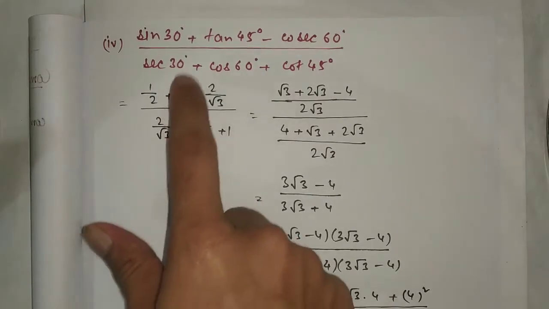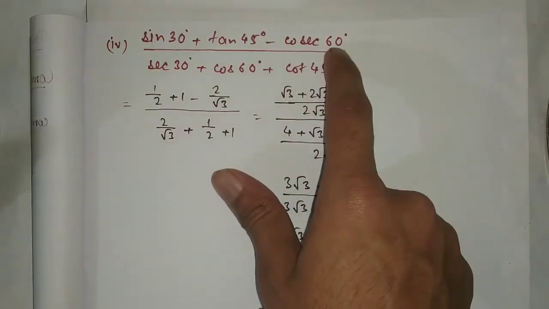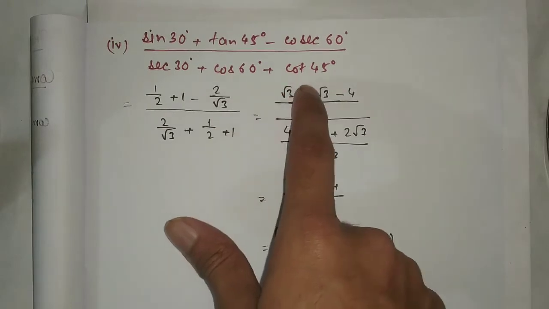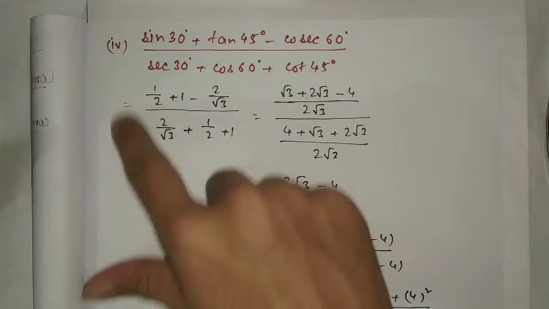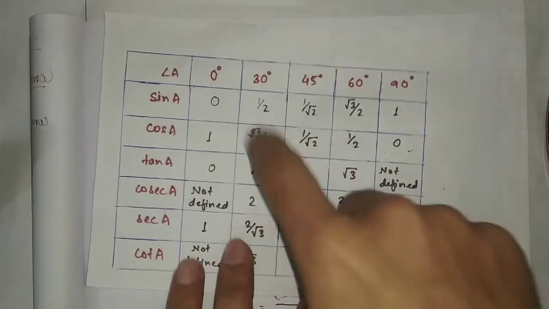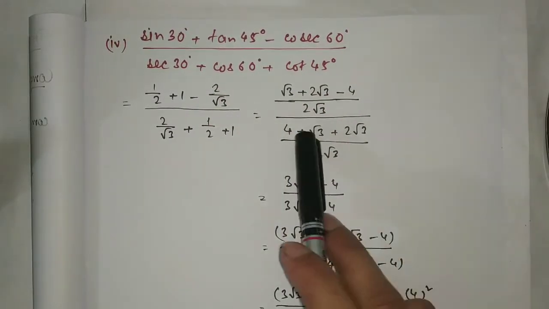In this problem it is given sin 30 plus tan 45 minus cosec 60 in the numerator and sec 30 plus cos 60 plus cot 45 in the denominator. So what we do is simply put in these trigonometric ratio values from the table here and then simply solve this. So how to solve this?